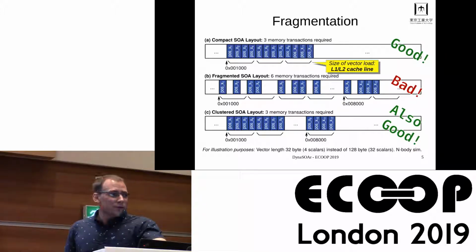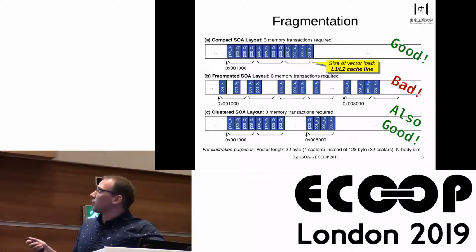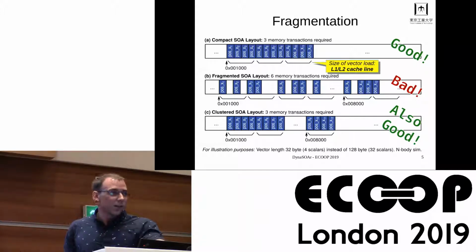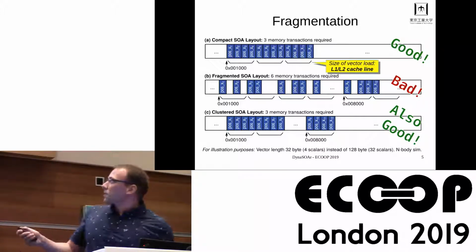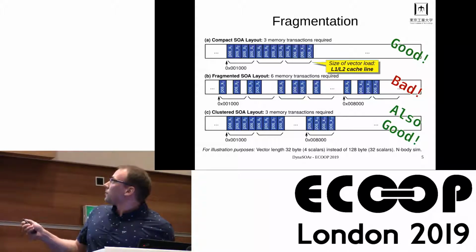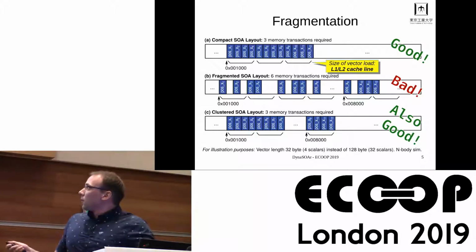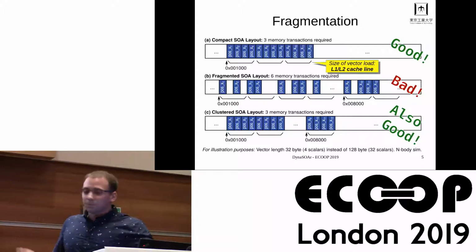Now, because of dynamic allocation, we can easily end up with a fragmented SOA layout as it is shown here. We can easily end up with such a layout due to unfortunate allocate and deallocate patterns. And in this case, we need 1, 2, 3, 4, 5, 6 memory transactions for reading the same number of bytes. Basically, if we have a vector load here, then we're also reading some garbage data here. So this is bad. This is what we want to avoid.